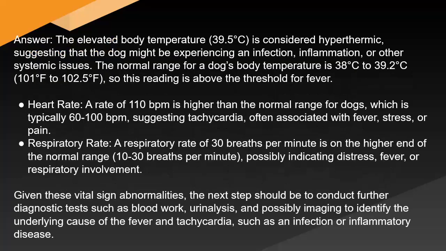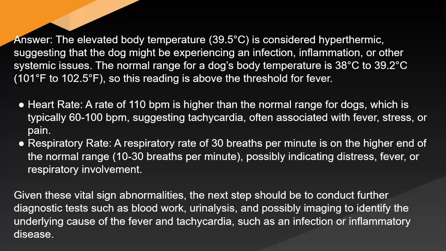Answer: The elevated body temperature, 39.5 degrees Celsius, is considered hyperthermic, suggesting that the dog might be experiencing an infection, inflammation, or other systemic issues. The normal range for a dog's body temperature is 38 to 39.2 degrees Celsius, 101 to 102.5 degrees Fahrenheit. So this reading is above the threshold for fever.